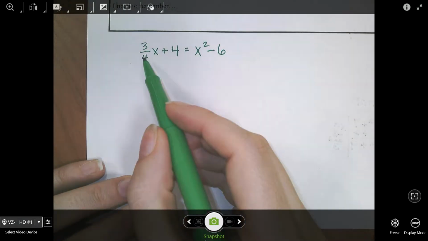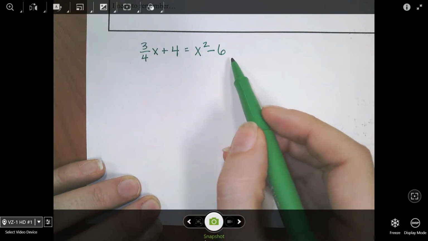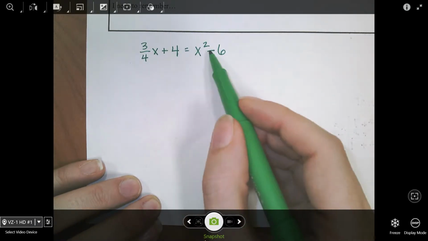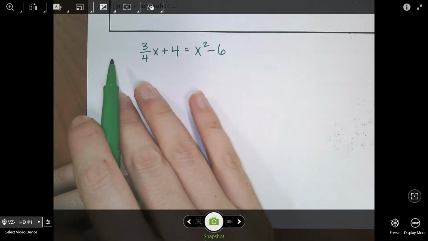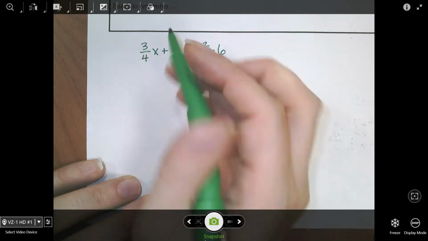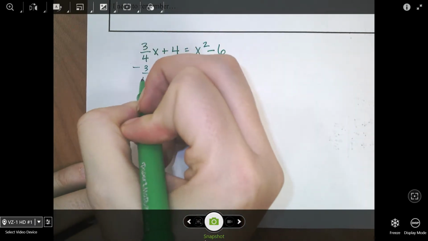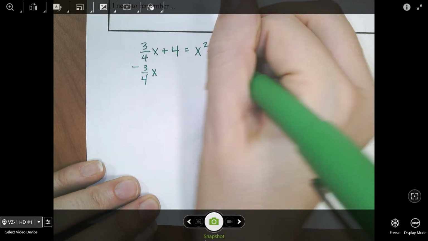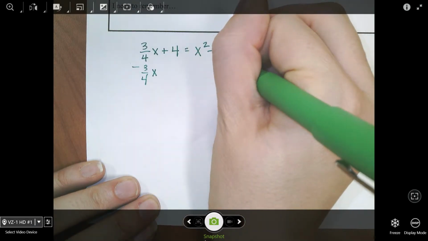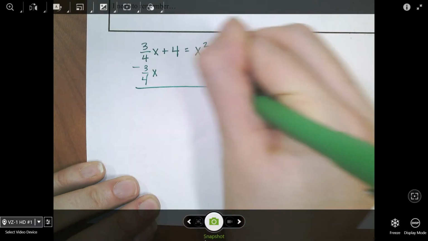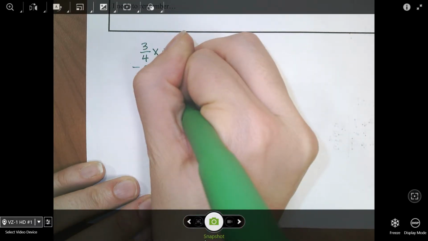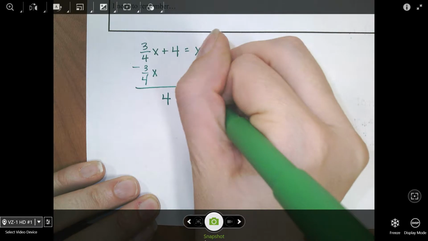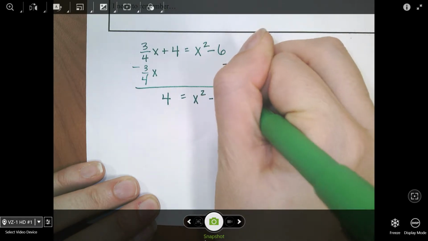I'm going to move everything over to the left. It actually doesn't matter if you wanted to move things to the right instead, as long as they're only on one side of the equal sign. And I'm going to move things one at a time so that you can see what I'm doing. Now, this doesn't have a like term, so I'm just going to write it over here. I'm left with 4 equals x squared minus 6 minus 3/4 x.